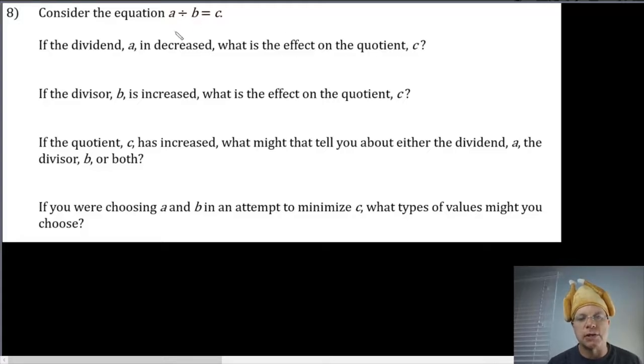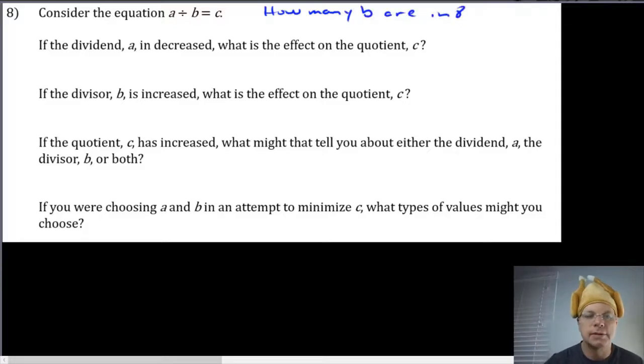First, let's just think about what division is. Another way of thinking of A divided by B is, you could say, how many B are in A? How many of B are in A? And that tells you what C is. Another thing we could do is actually use numbers like 16 divided by 2 equals 8. So we give values to A, B, and C and see what happens if we increase one or decrease the other.